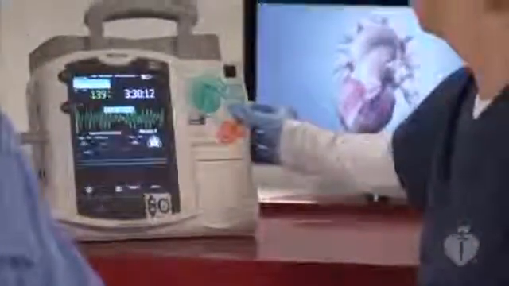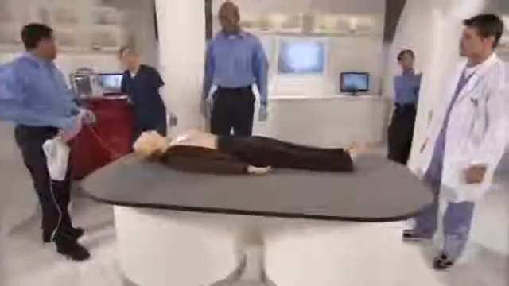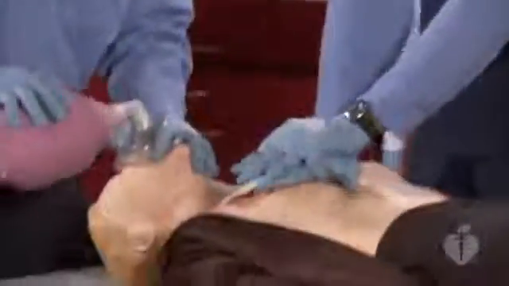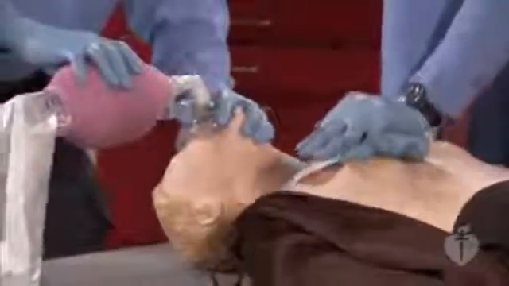Charging. Clear the patient. Shocking on 3. 1, 2, 3. Shocking. Shock delivered. Resuming compressions. What do we know about the possible causes? First responder said that the patient complained of chest pain before he collapsed.